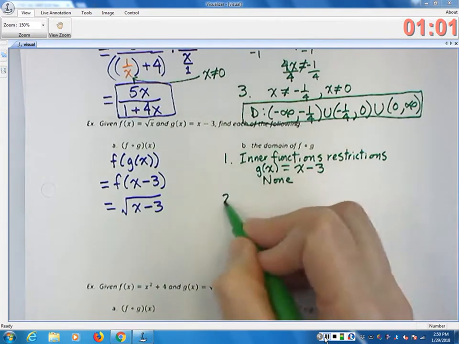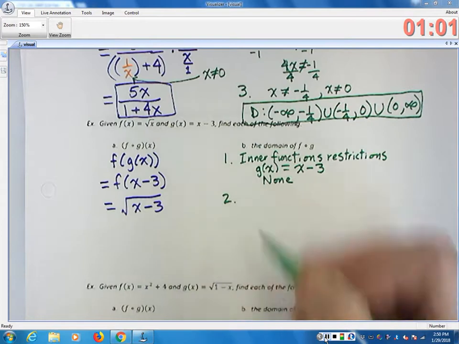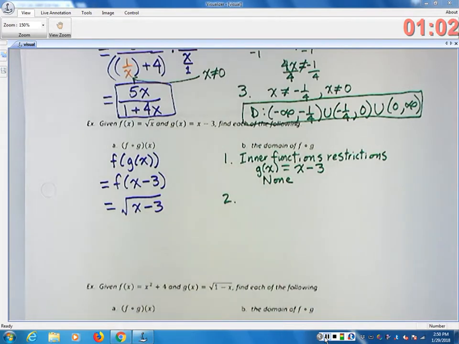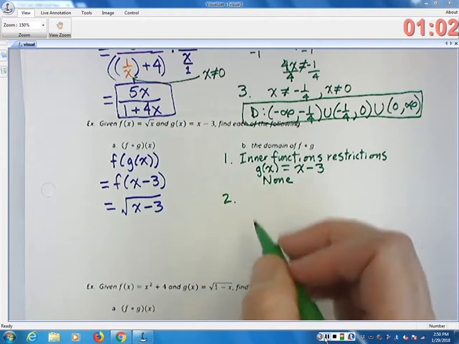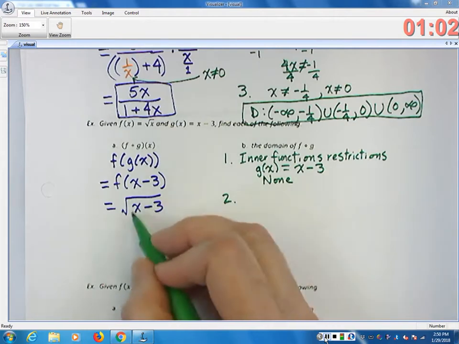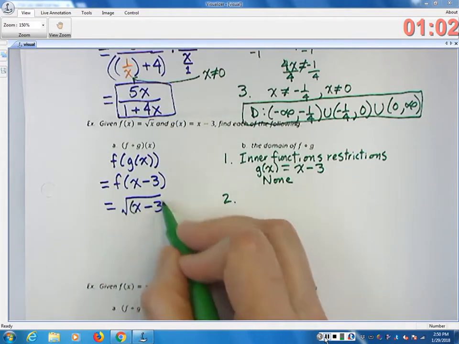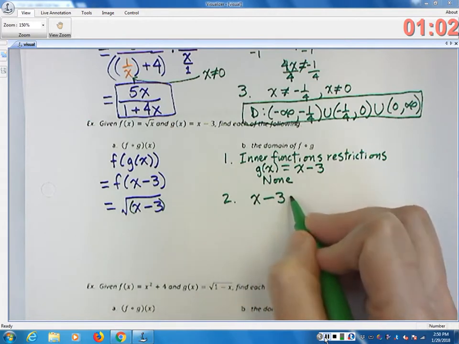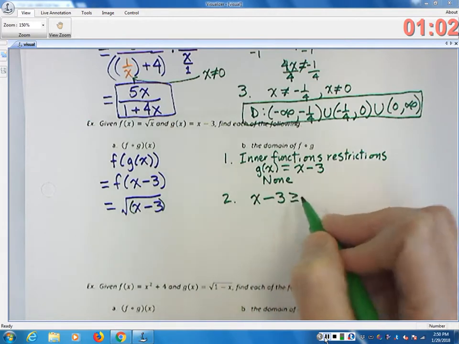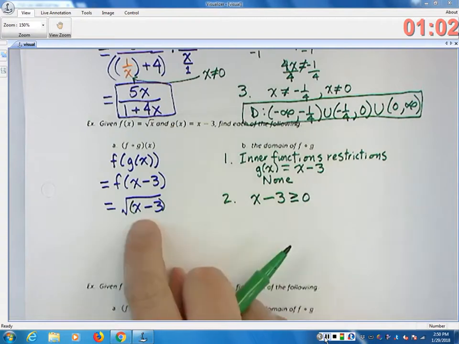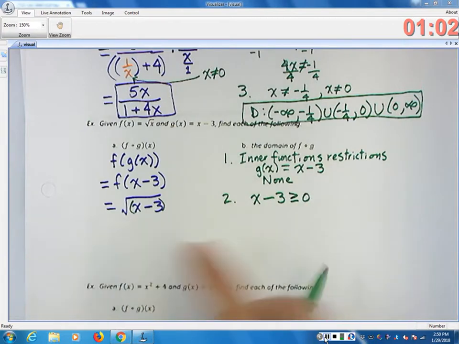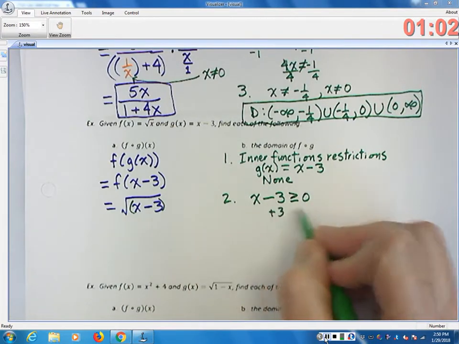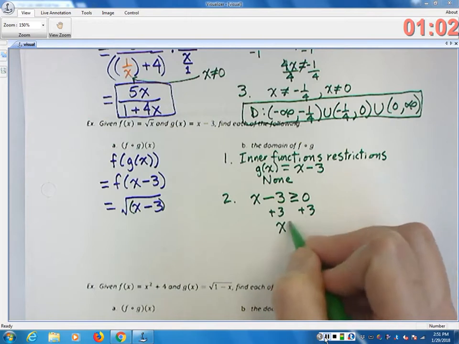Step 2. Now we're not going to set the simplified denominator to 0. We've got a square root, so we have to make sure that you can't have a negative number underneath the square root. So x minus 3 must be greater than or equal to 0. You can't have negative numbers under a square root. So we add 3, and x has to be greater than or equal to 3.